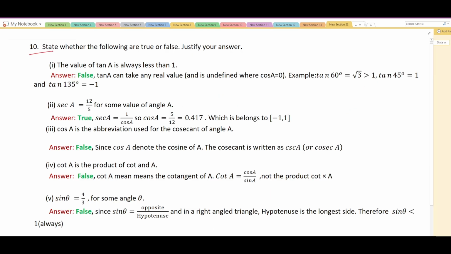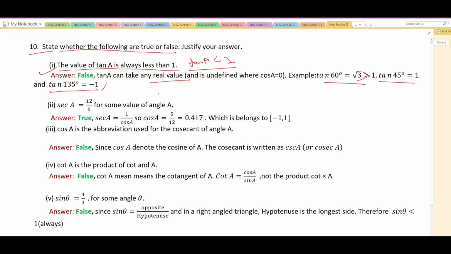Now question number 10. State whether the following are true or false. The value of tan A is always less than 1. This statement is false, as tan A can take any real value. For example, tan 60 degrees equals root 3, and root 3 is greater than 1. And tan 45 equals 1. And tan 135 is minus 1. So this statement is false.